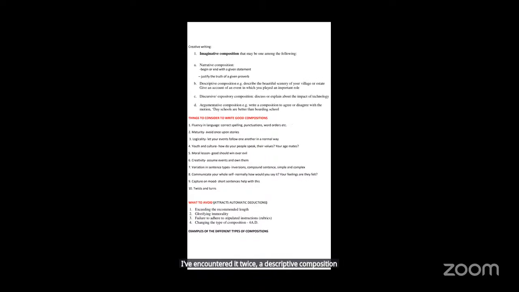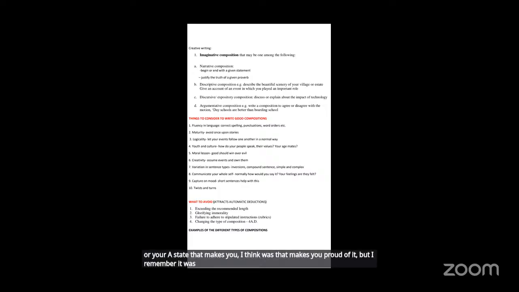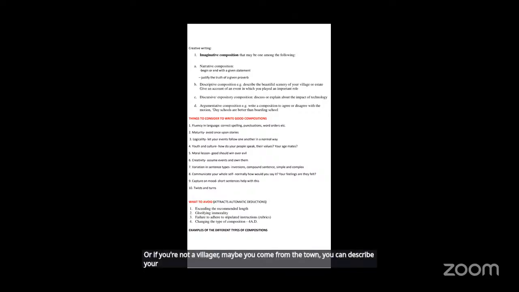One of the years, I can't remember exactly which year, you are told, describe the beautiful scenery of your village or your estate that makes you proud of it. But I remember it was about a village. Or if you're not a villager, maybe you come from the town, you can describe your estate. That one makes up for a descriptive composition. And I'll tell you how to do a descriptive composition later in detail.